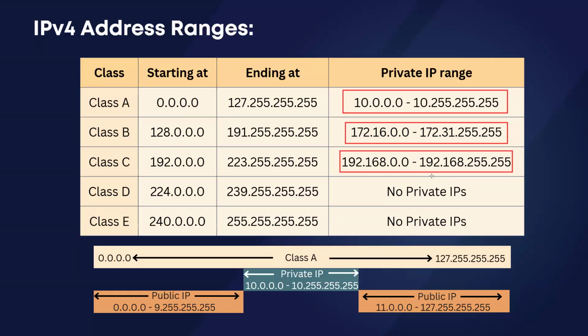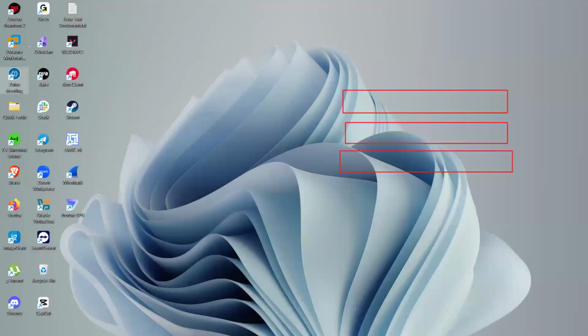To understand this much better, what we're going to do now is perform a small exercise. I'm going to write down some random IPs, and by looking at these ranges, we'll try to figure out which IP belongs to which class, and whether it is public or private. Let me quickly write down some random IPs first.